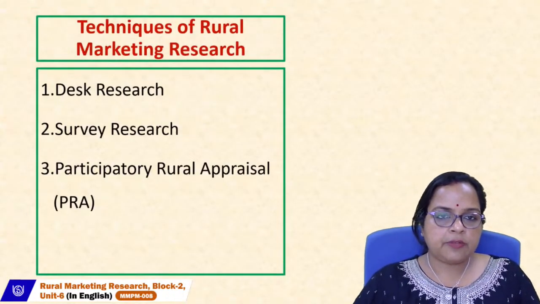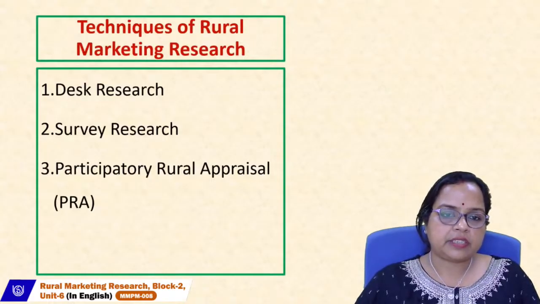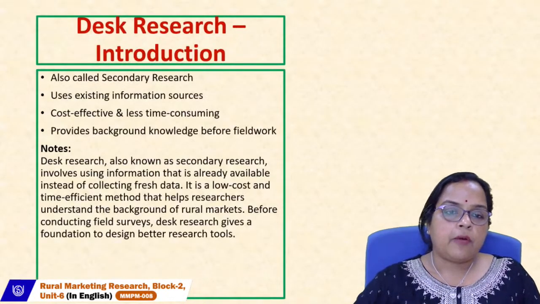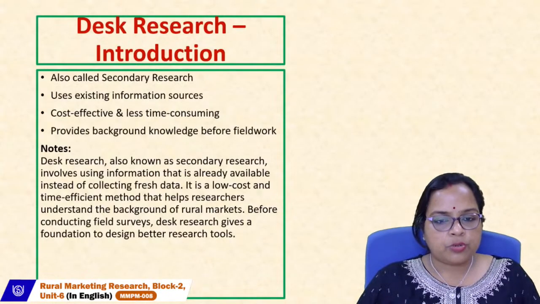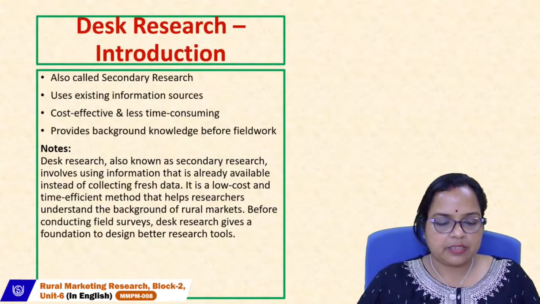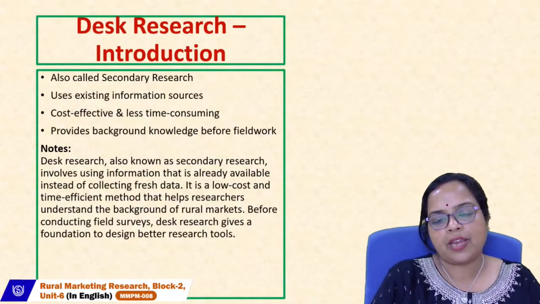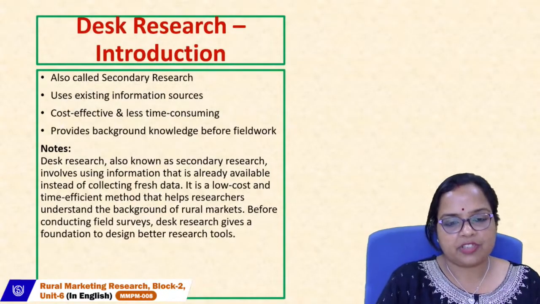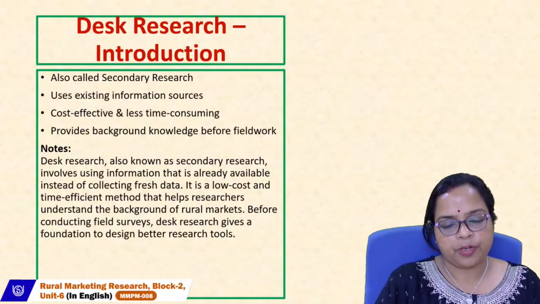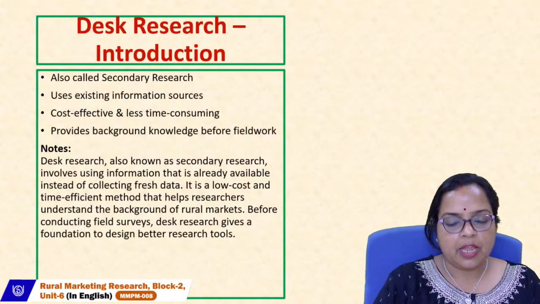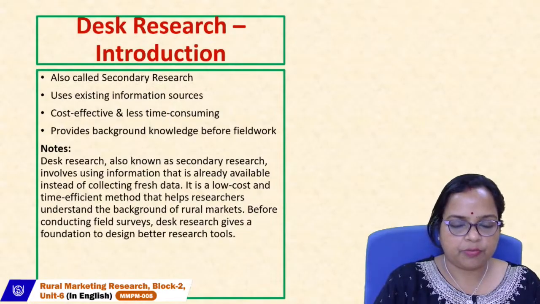So let's understand what the techniques of rural marketing research are. These are the three techniques: desk research, survey research, and PRA, participatory rural appraisal. What is desk research? It is also known as secondary research. It involves using information that is already available instead of collecting fresh data. Whatever information is already available, you are going to analyze that to do the market research before introducing your product or before deciding any marketing strategy for your product.